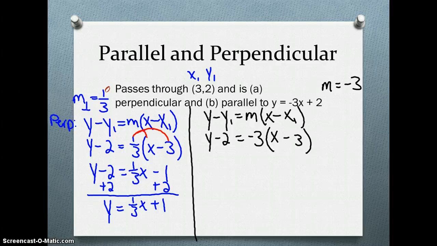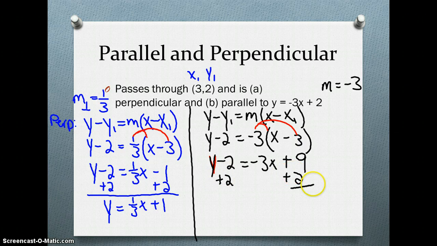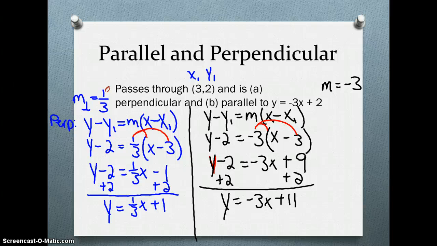So we take a look. Same thing. Distribute on the right. I get y minus 2 is equal to -3x plus 9. And our last step is to add 2 to both sides. I get y is equal to -3x plus 11. That is the equation of the line parallel to y equals -3x plus 2 that goes through the point 3, 2.